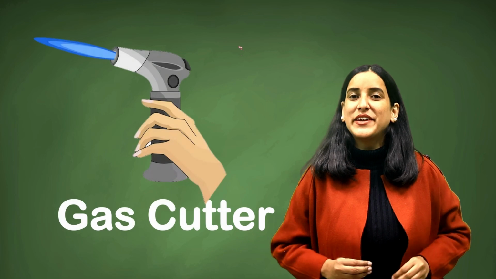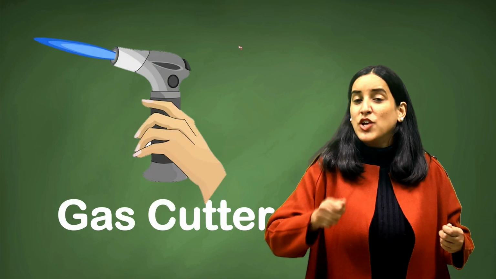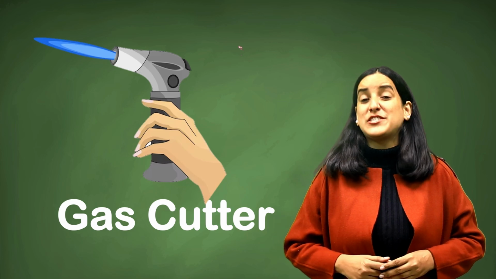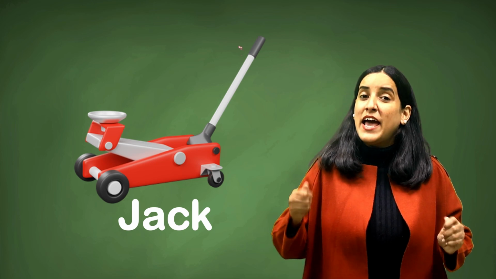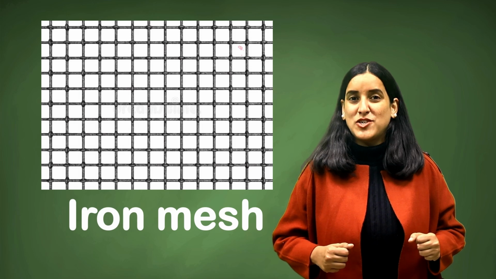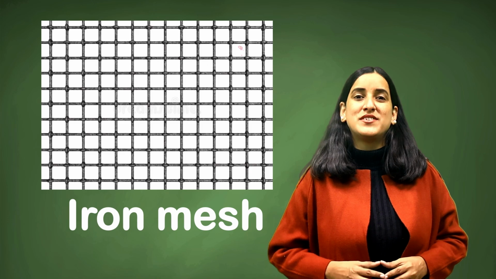Yes. Now, some other equipment is a gas cutter. Now, this one is used for cutting through metal using a gas flame. Yes. What do we call this? It's a jack, right? A jack is used for lifting heavy loads and vehicles. Yes. This is an iron mesh. Iron mesh is used for reinforcing concrete and providing structural support.